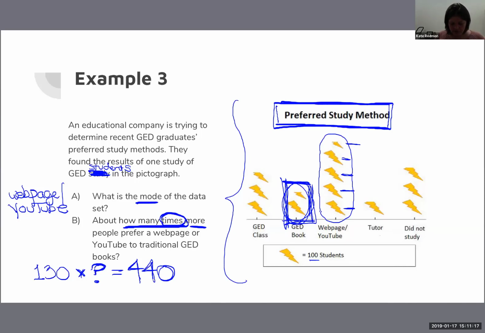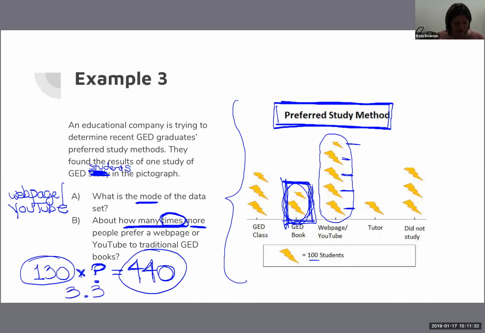Now, mathematically, if you don't know how to move forwards, if you don't know what you're timesing by, you can move backwards, you can divide. So that's what I'm gonna do. I'm gonna take 440, and I'm gonna divide by the number I do know, 130, and figure out that Maricela is about right. I got about 3.3.